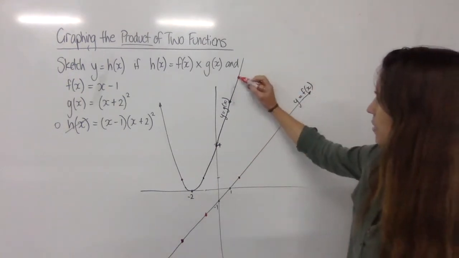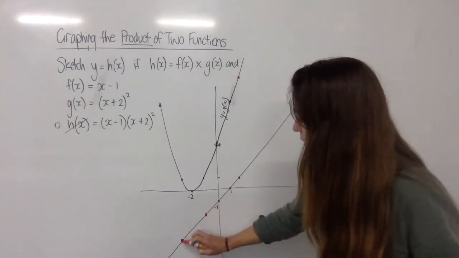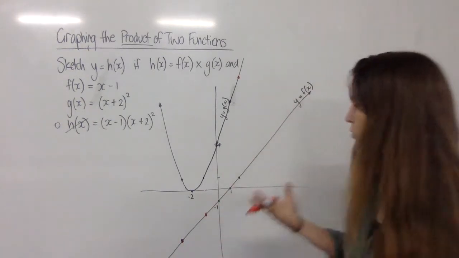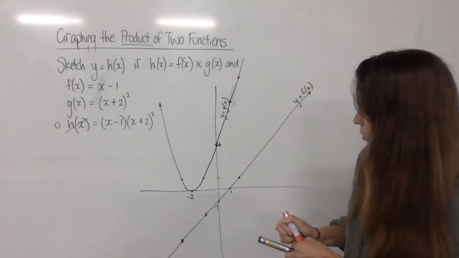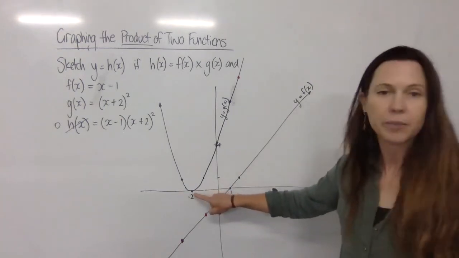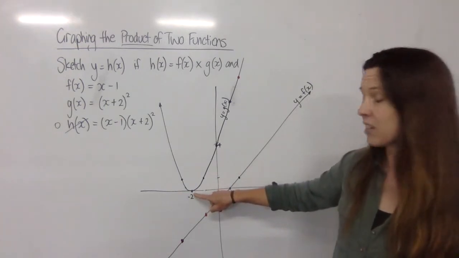So it's going up there. So I've got this point, and this point. Now I need to sort of rough in some more things. So what else can we use? Well, we've got a 0 here. 0 times anything is 0.